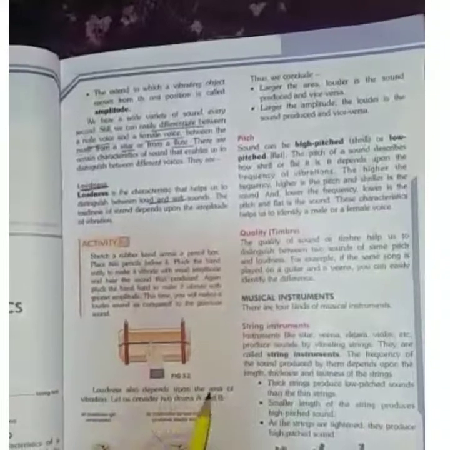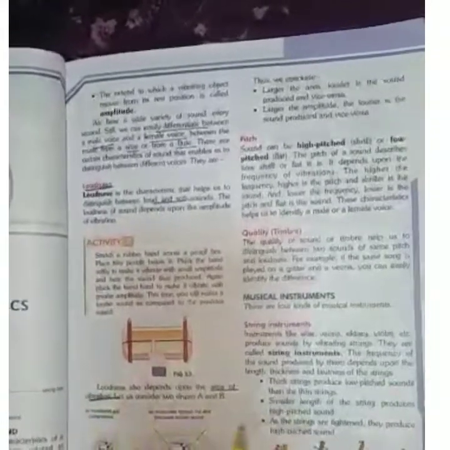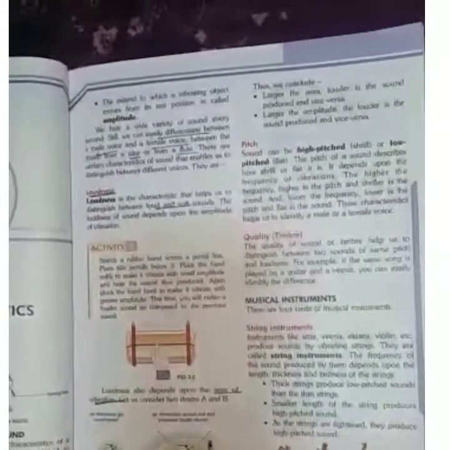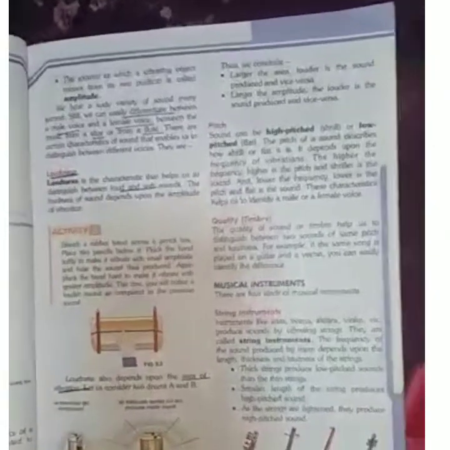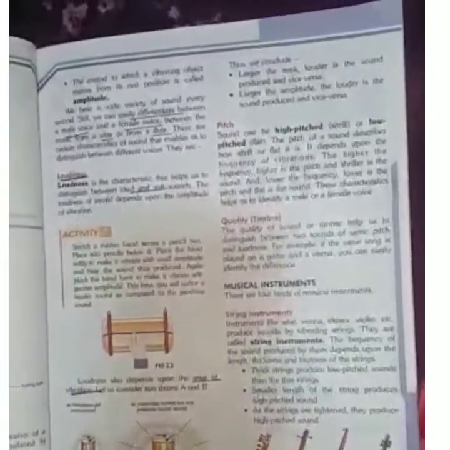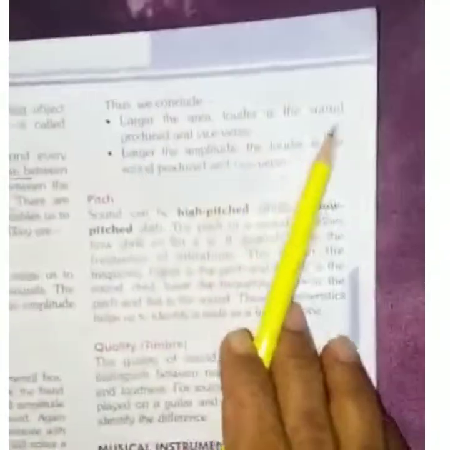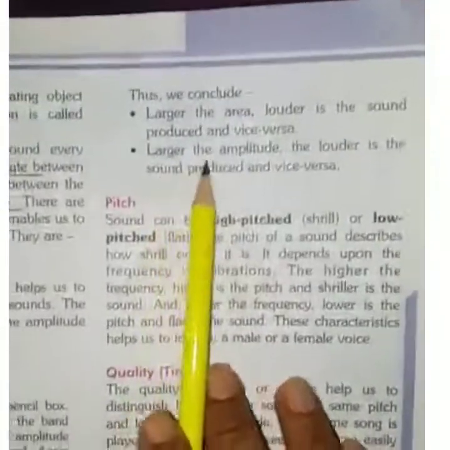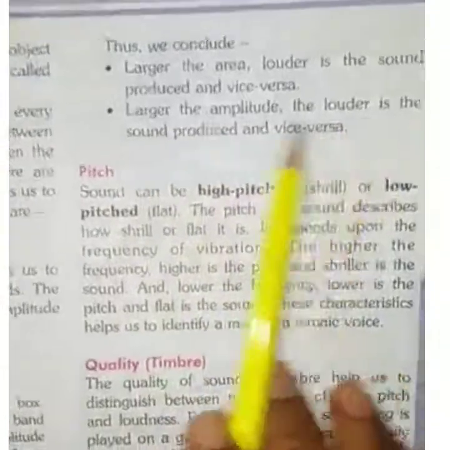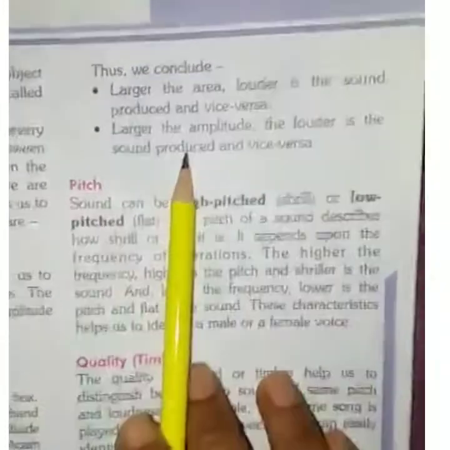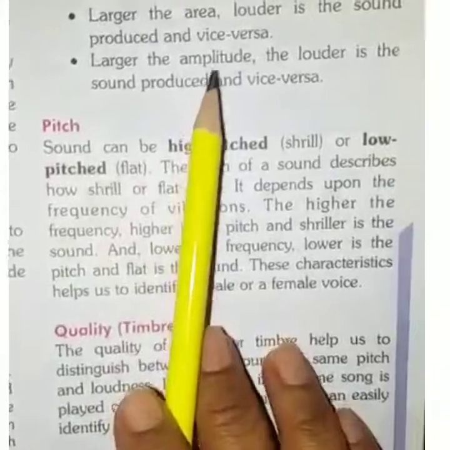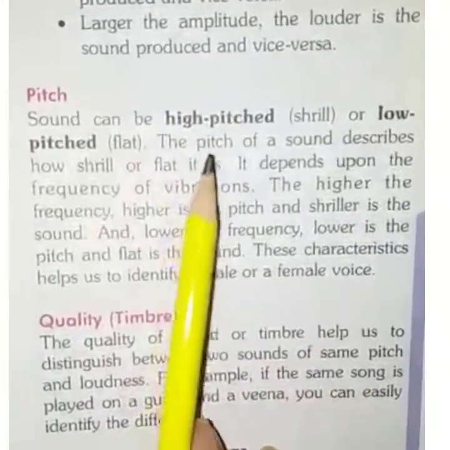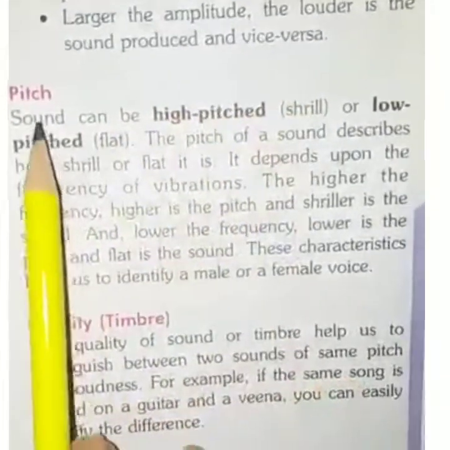Loudness depends upon the area of the vibration. Okay, this is the drum. This will give more of the sound than the smaller area. Okay, a drum having smaller area. The larger the area, the louder is the sound, and the larger the amplitude, the louder is the sound. That means the vibrating body, how much it can vibrate, the sound is produced according to the vibration.